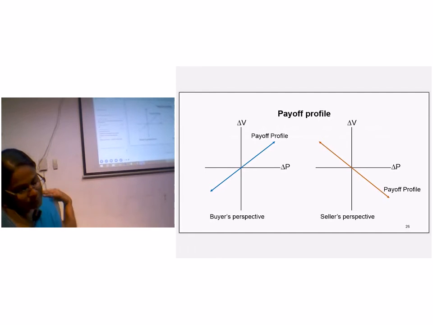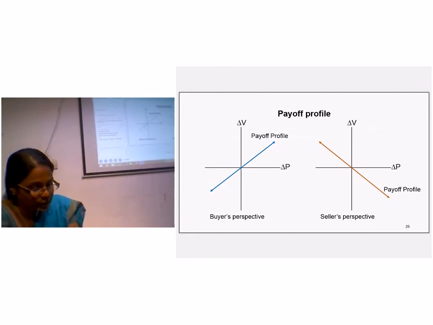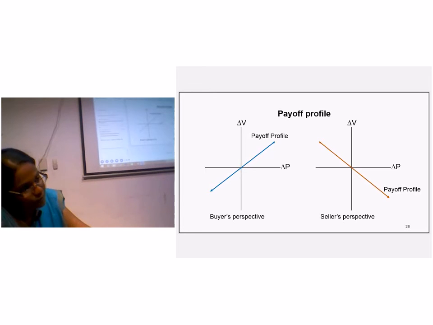Okay, now we look at what is the meaning of this payoff profile. Look at the buyer's perspective. Payoff profile is upward sloping, a positive relationship. So what is the meaning of this? Again, the two variables are the same: change in prices and change in firm value. To the buyer, we have a positive relationship between change in prices and change in value if we have entered into a forward contract. We can develop a payoff profile only if we have entered into a forward contract. Otherwise we cannot develop a payoff profile.